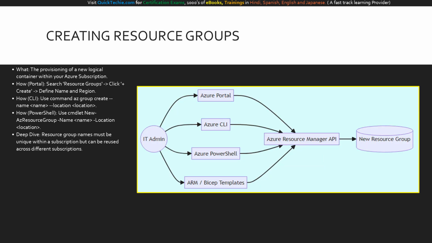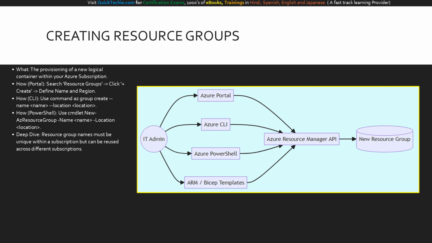How do we actually create these resource groups? It's the first step in provisioning your cloud infrastructure. You have several tools at your disposal. In the Azure portal, you simply navigate to Resource Groups, click Create, and define the name and region. For those who prefer automation, you can use the Azure CLI with the AZ Group Create command, or use Azure PowerShell with the new AZ Resource Group Complete.